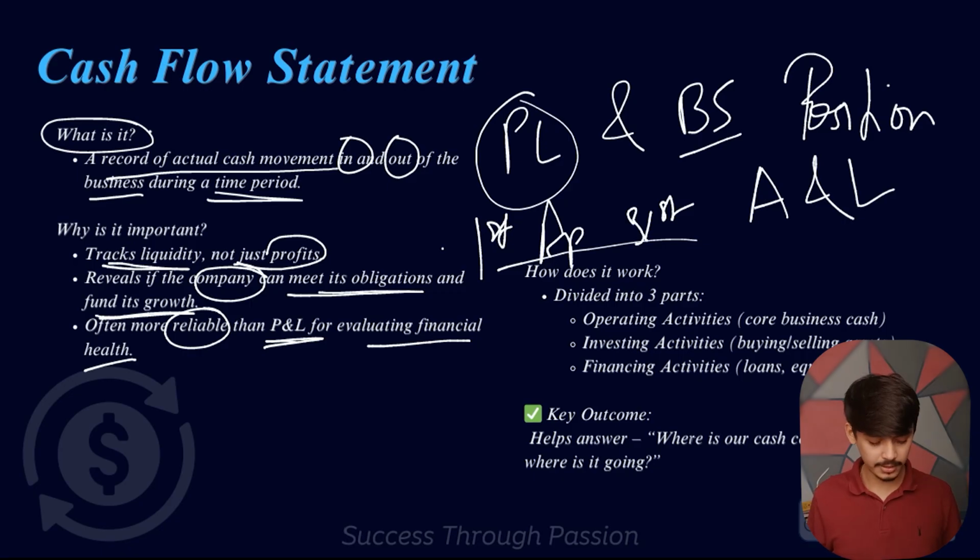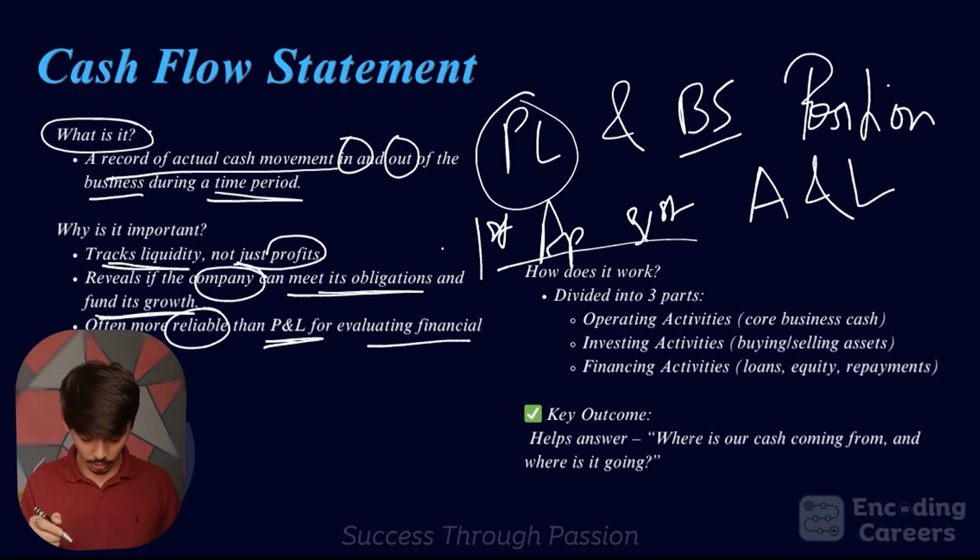Now, as we know, the P&L shows balances on an accrual basis, that is, they are not recorded at the actual time the cash is earned. The cash flow statement shows all the balances that are real time in the bank account. That's why it becomes a more reliable source than the P&L statement. When we model out the entire cash flow statement for the current year, you will understand these points in more detail. Coming on to the third part, which is how does a cash flow statement work.